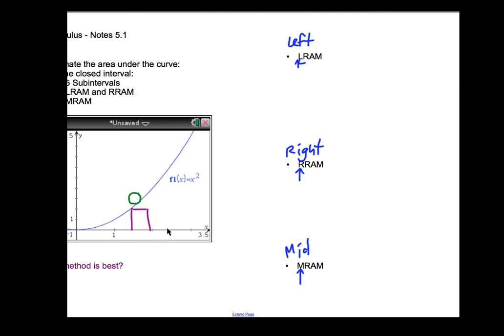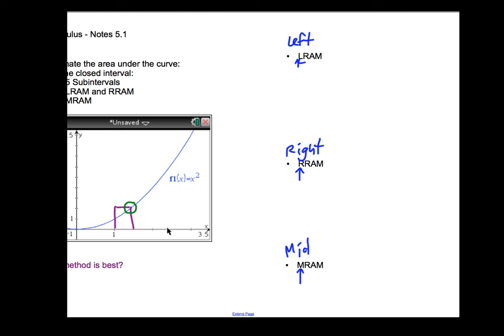We did LRAM for our first example. What we're going to do on this one is look at all the different ones. So this is going to be RRAM. RRAM is going to take that same rectangle, but now it's going to move that rectangle over, so that the rectangle's height is on the right, and that's going to determine the height of the rectangle instead of the left.